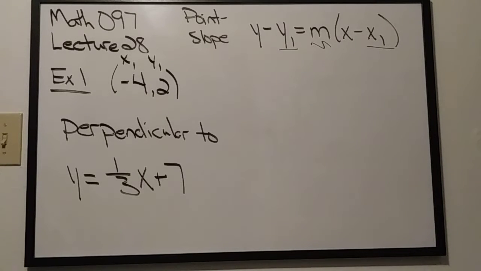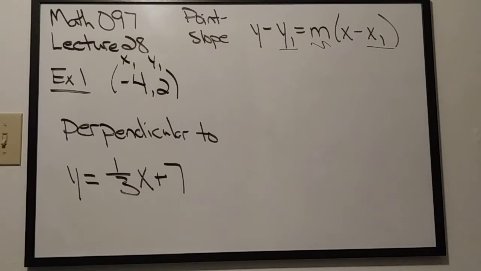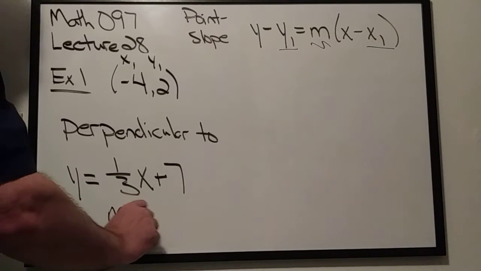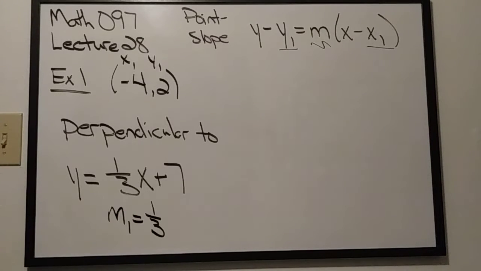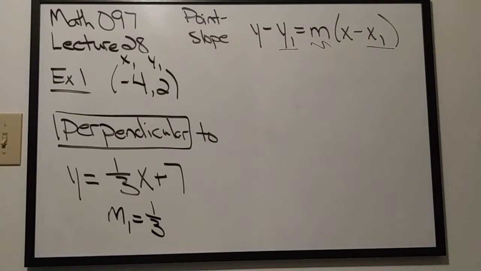Well, we need to go back and talk about some of the ideas we talked about in lecture 27 again. So first off, notice y equals 1/3 x plus 7 is written in slope-intercept form. And because it's written in slope-intercept form, we can read off the slope of that line. So the slope of this line is m1 equals 1/3. Now, our line is perpendicular to that line. So think back to the definitions we were talking about in lecture 27. In lecture 27, we saw that if two lines were perpendicular, their slopes were negative reciprocals of each other.